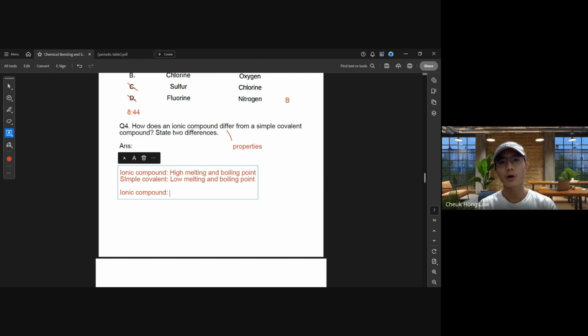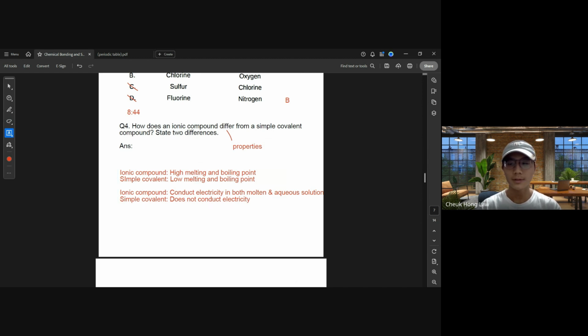So we can also talk about electrical conductivity. Okay. So ionic compounds, they can conduct electricity in both molten and aqueous states. Okay, but simple covalent, it doesn't conduct electricity. Okay, so that's the 2 main differences. Ionic compounds conduct electricity in both molten and aqueous solution, but simple covalent, they do not conduct electricity.